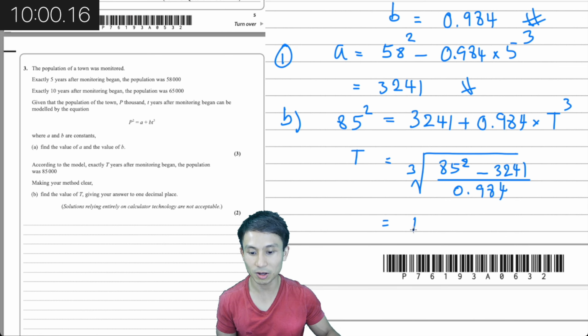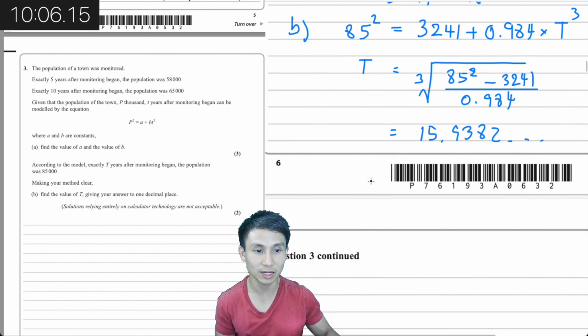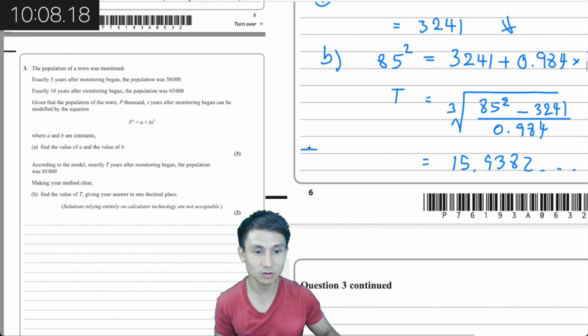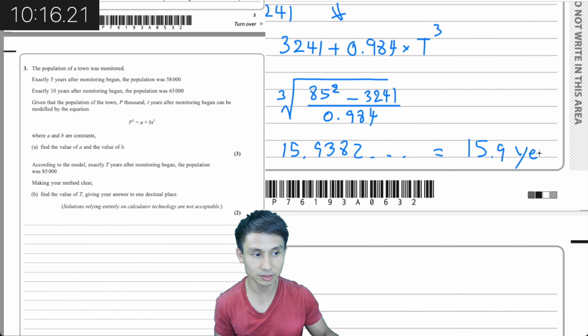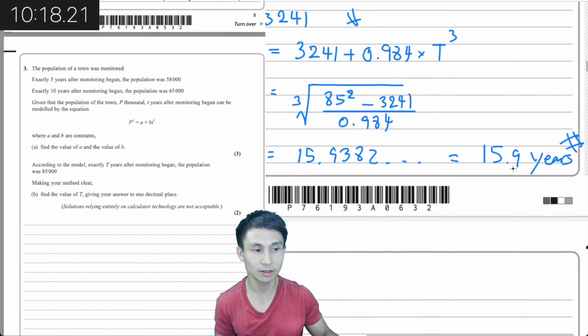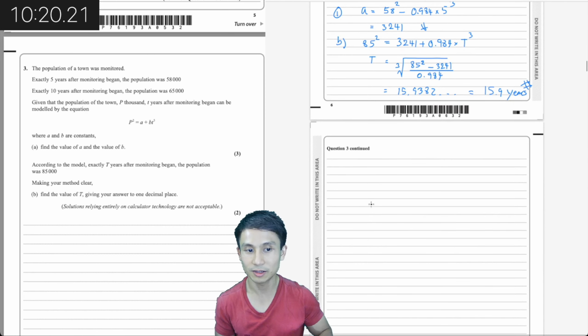And I should get about 15.9382 and so on, and they want the answer to 1 decimal place, which is 15.9 years. Then that's my answer there, and that is done.